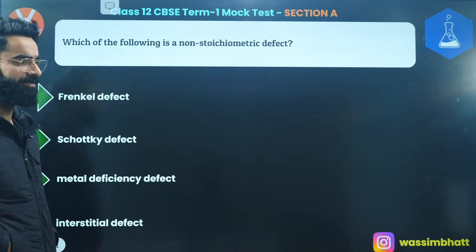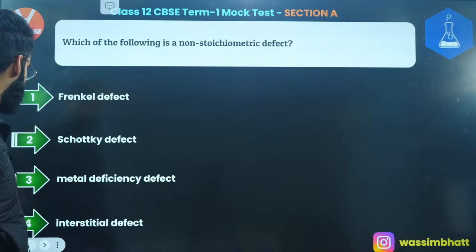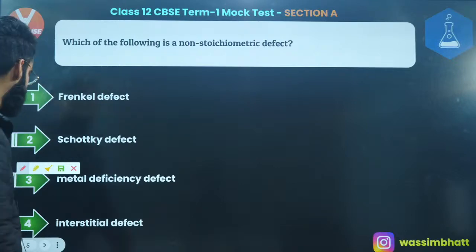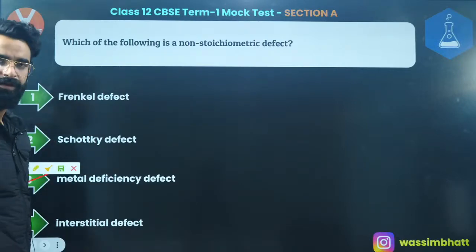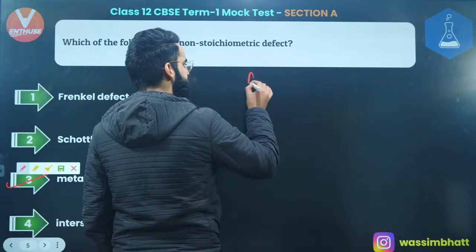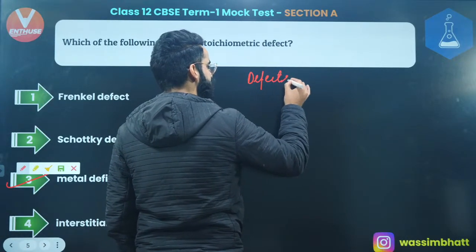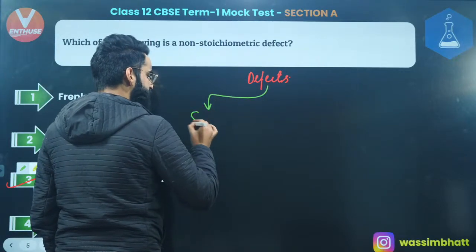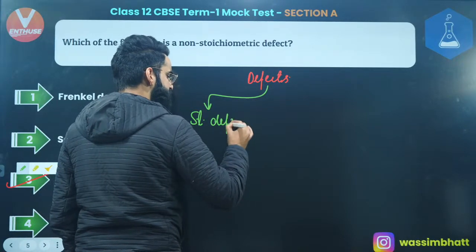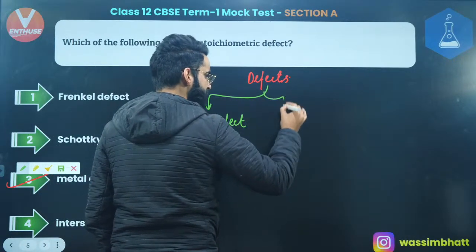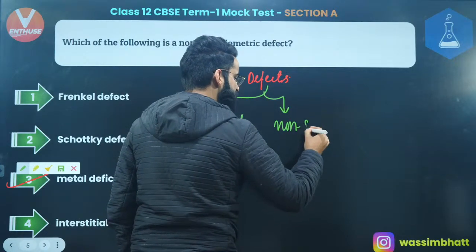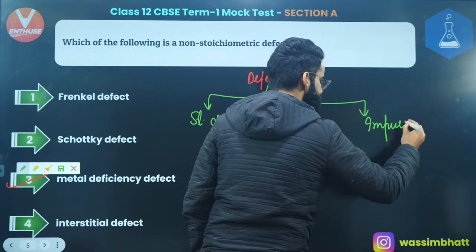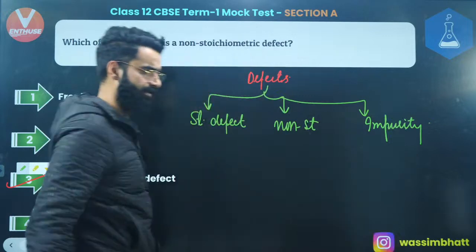Well, I can see majority of the students are coming up with option C. And let me tell you, all of you are perfectly correct. It's absolutely going to be option C only. If you remember, in general, if I talk about defects, the first type of defect is the stoichiometric defect, in which the stoichiometry remains unchanged. The second defect is called non-stoichiometric defect. And the third defect is what we call impurity defect. I hope you all would have studied this.